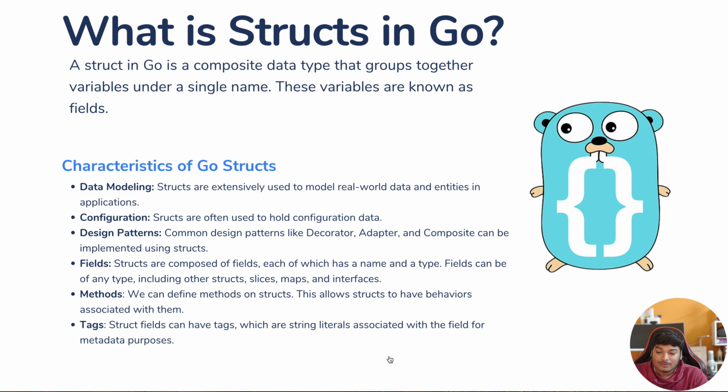Now, fourth one, fields. Structs are composed of fields or attributes, okay, each of which has a name and a type. And I'll show you shortly, don't worry.